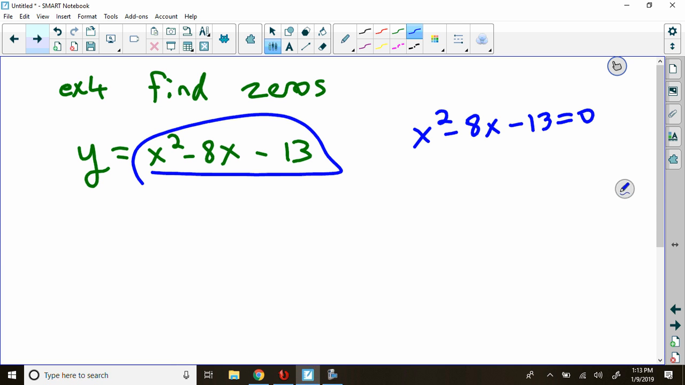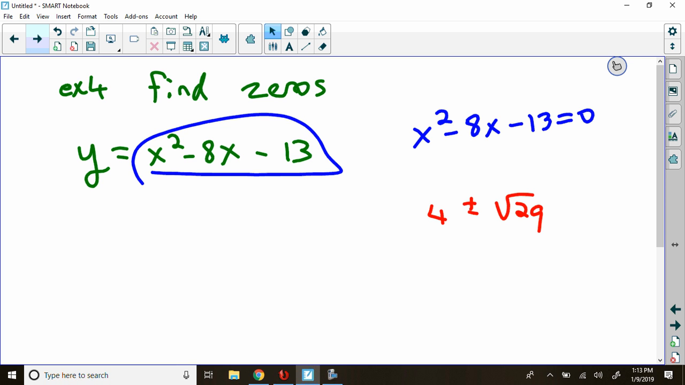Now, back in chapter 4, we probably would have completed the square, and we would have got 4 plus or minus, what's 13 plus 16? Is it 29? We would have got 4 plus or minus the square root of 29. But anyway, I'm allowing you to give me decimal answers today. Chalk that one up for the record book.